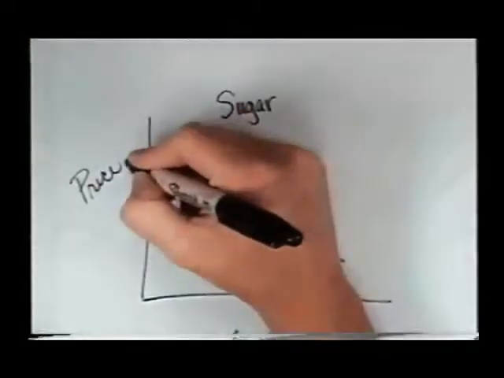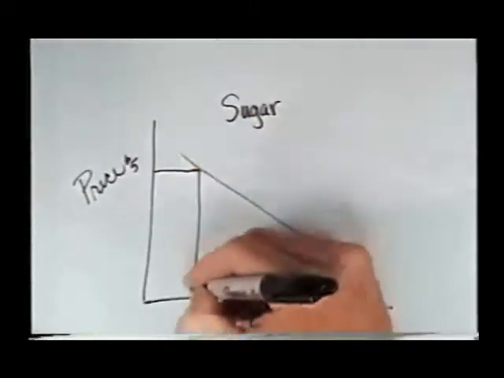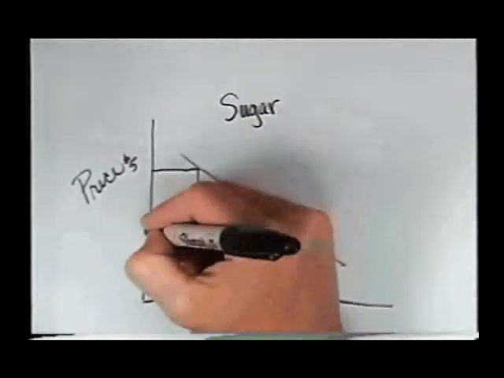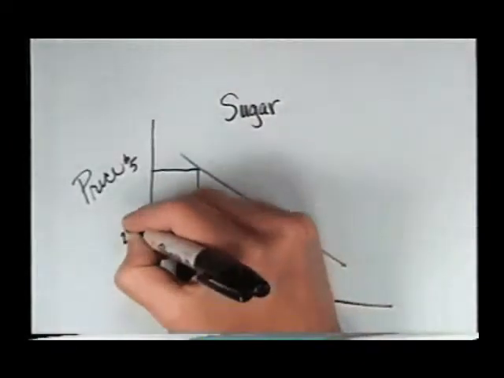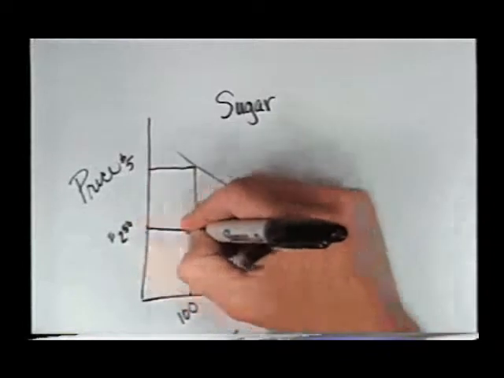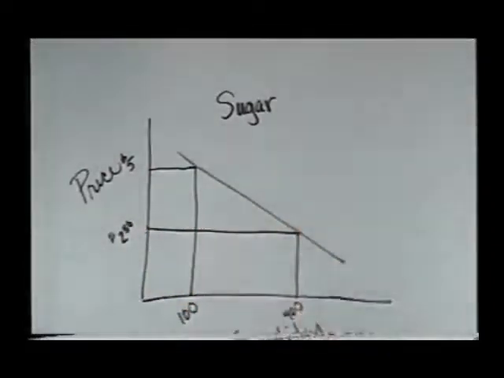At various prices, like we'll take a look at $5 a pound, the quantity demanded is right here. We'll say it's 100 units. At a price of $2.50, I'll just divide that in half so I can eyeball the midpoint, the quantity demanded is way out here. We'll just say 400 units.